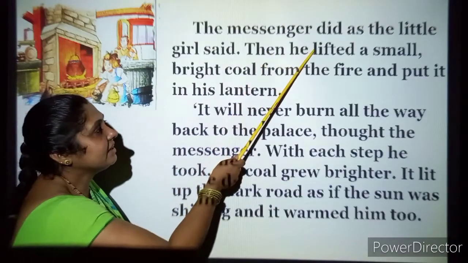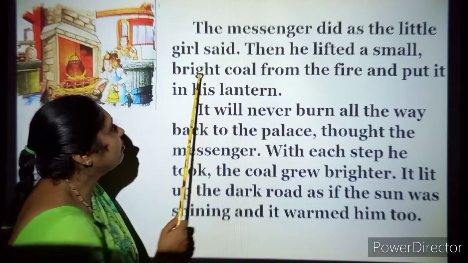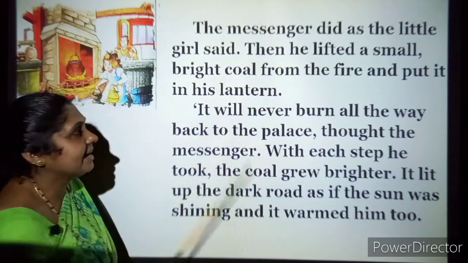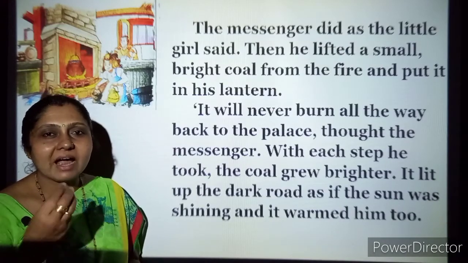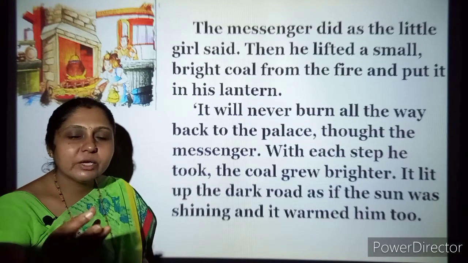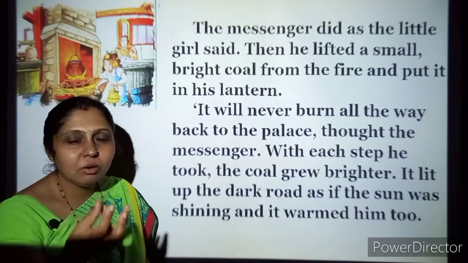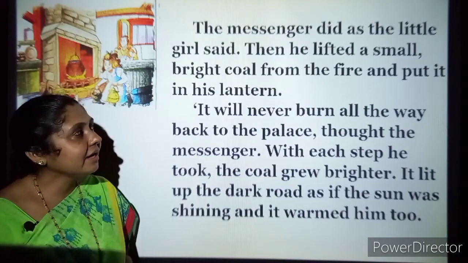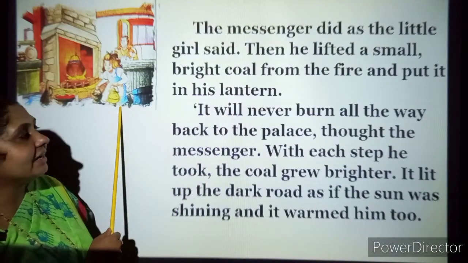The messenger did as the little girl said. Then he lifted a small bright coal from the fire and put it in his lantern. So whatever the girl told, he did. He took warmth, he had some hot porridge, and then what did he do? He took a small coal, or the ember, burning coal. Bright means the burning and hot coal, and he put it into his lantern.